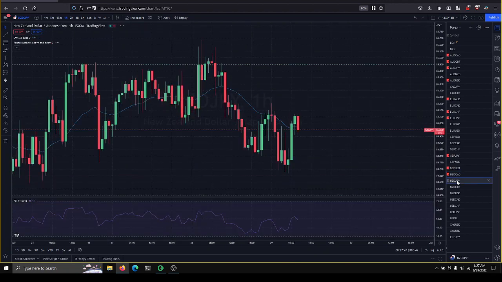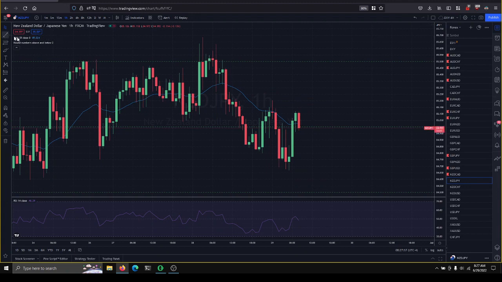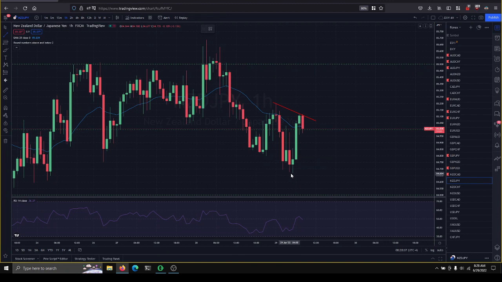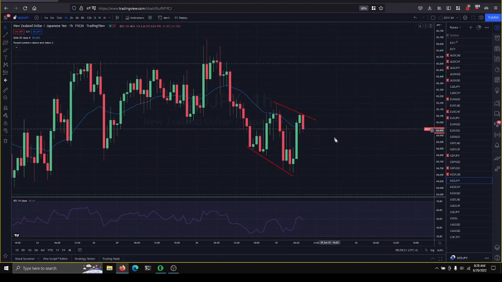NZD JPY. Nice engulfing. We're on top of this round number. Could have a flat here. It's possible. I'd want it to get down here, make a correction back up, then go. Until then, this could do anything. It could come out of here, correct, go up. You never know. So we'll be watching this pair.